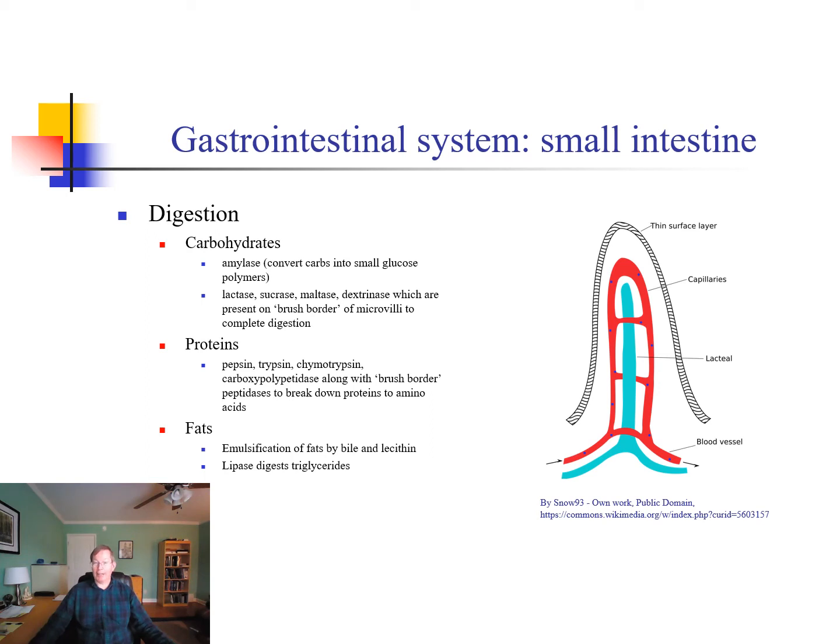Proteins, I've digested a lot with the pepsin, and then also the trypsin, chymotrypsin, carboxypeptidase, that cleave those polypeptides at various places. I also have these types of enzymes that are along the brush border to break down the proteins into their component amino acids, which I can then bring in. And as I mentioned before, the fats, I will have lipase to help digest my triglycerides, and then I can emulsify other fats with things like bile or lecithin, and then bring those into the lacteal.